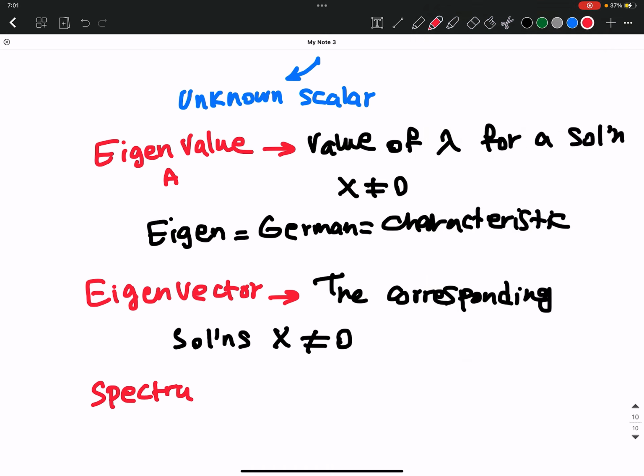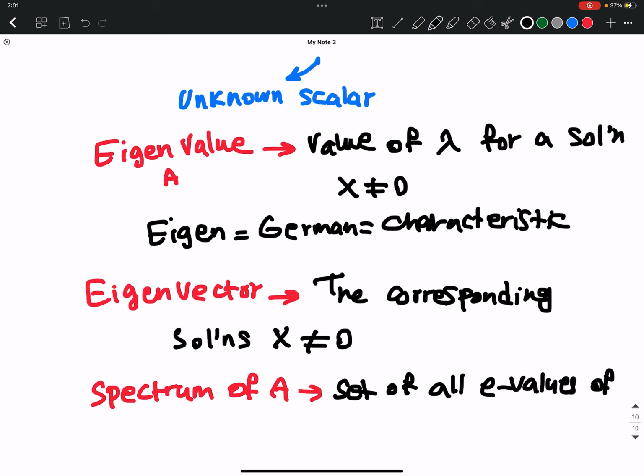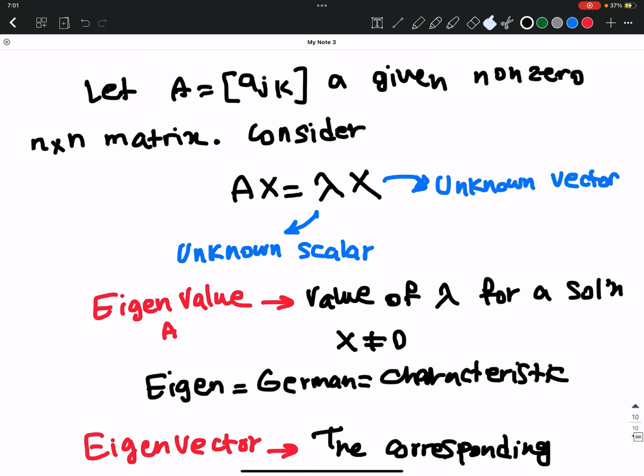The spectrum of A is basically the set of all eigenvalues of A. So when we talk about the spectrum of matrix A, we mean the set of all eigenvalues of A. Okay? So this is our definition of the eigenvalue problem.